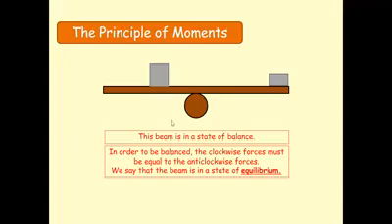which is uniform. So we say that the beam is in a state of equilibrium. Because it is balanced on the pivot here, it is in a state of equilibrium.